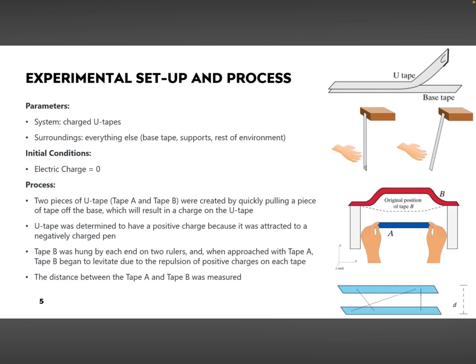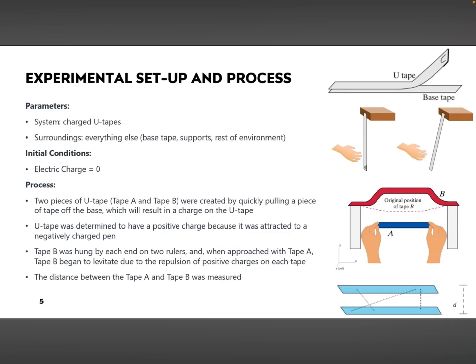For our experiment, we have the system as the charged U-tapes and the surroundings as everything else. The electrical charge on the tape in the beginning is 0. For our process, two pieces of U-tape were created by quickly pulling a piece of tape off the base, which resulted in a charge on the U-tape. The U-tape was determined to have a positive charge because it was attracted to a negatively charged pin.